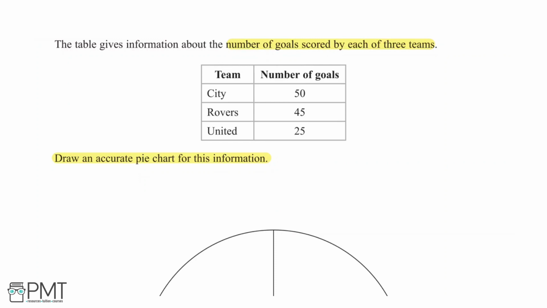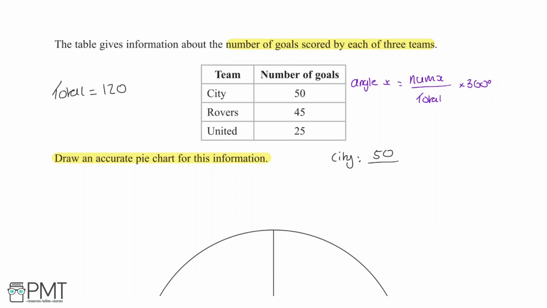So we first need a method to find the angle. Now the formula is the angle of part X is going to be the number of X divided by the total times 360 degrees. So for City, this is going to be 50 over, now let's find the total really quickly, which we should have done at the start. 50 plus 45 plus 25 is 120. So we're going to say just here, total equals 120.